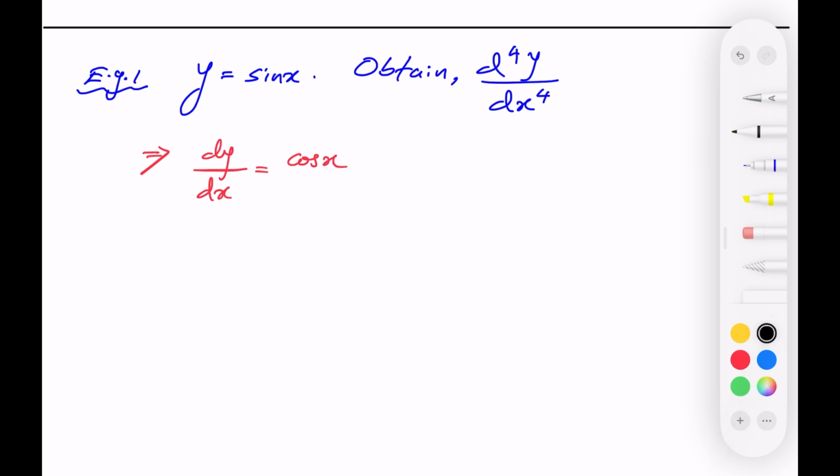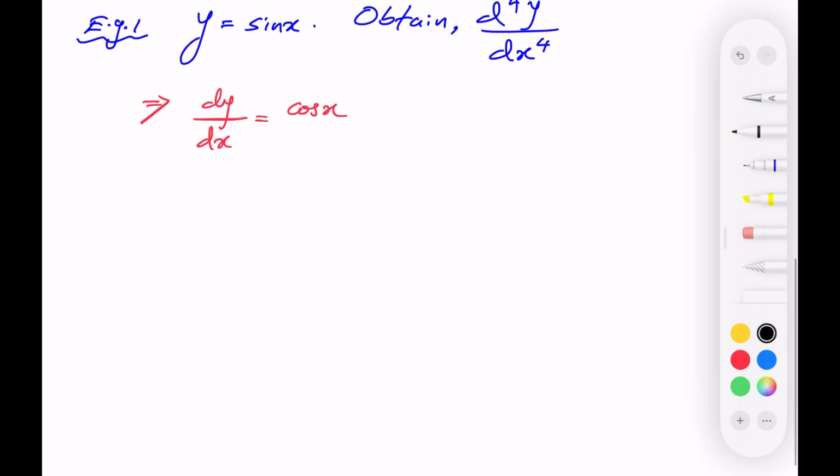By differentiating that first derivative one more time, we can obtain the second derivative, which we can write as d squared y over dx squared. Cosine x differentiation is equal to negative sin x.